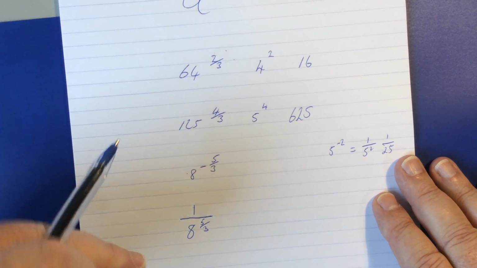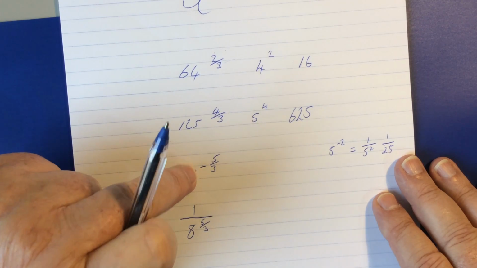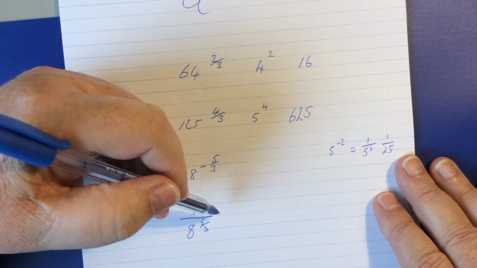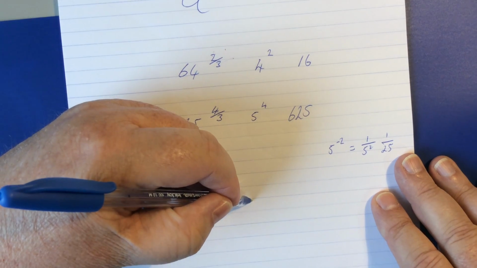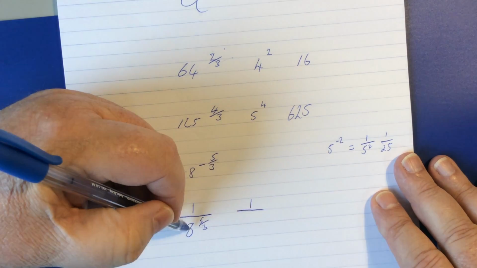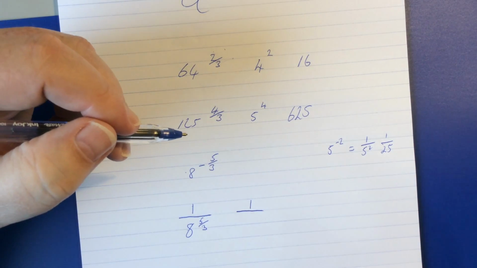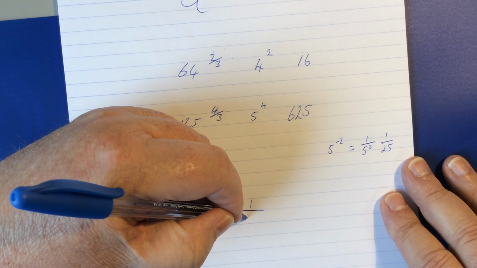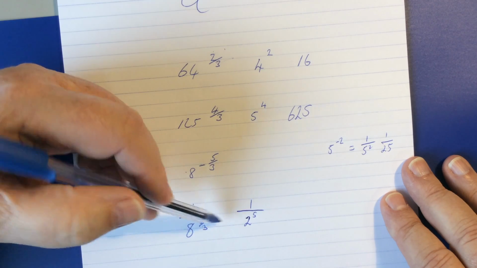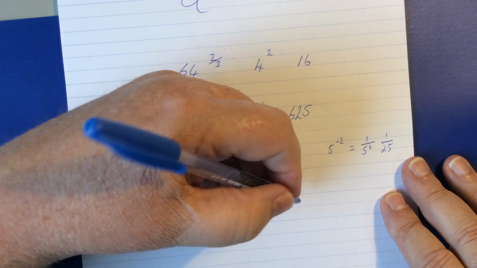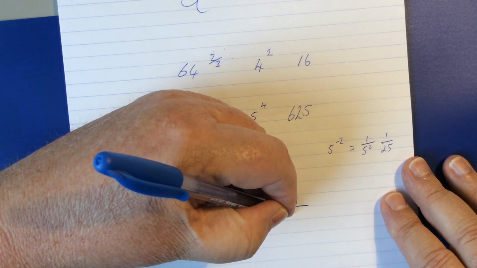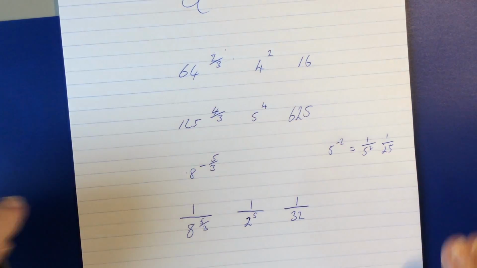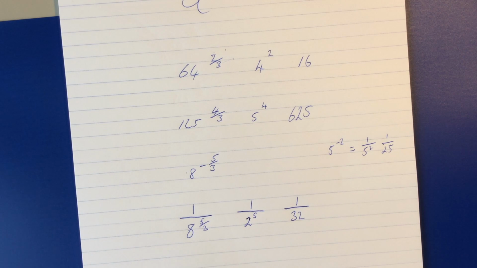We will come back to that. We will probably rewrite this with a negative index at the end of this process. Okay, so let's go to work. So that is 1 over, what's the third root of 8? Well, it's 2. 2, 4, 8. So we are looking at 2 to the power of 5. We found the third root of 8, which is 2. We're now raising it to the power of 5, and that is 1 over 32. 2 to the power of 5 is 32. 2, 4, 8, 16, 32.